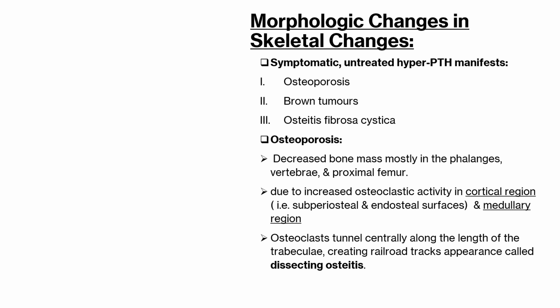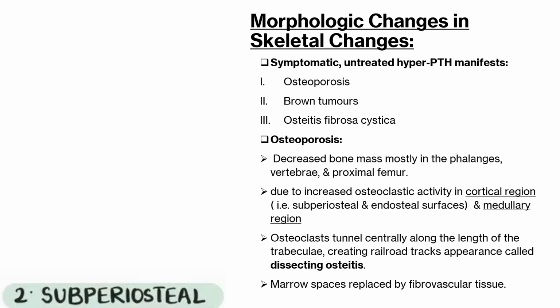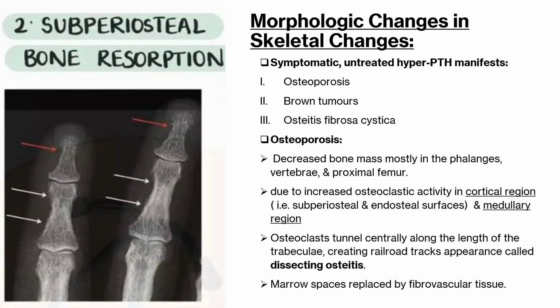When this osteoclastic activity remains for a prolonged duration, it results in the formation of tunnel-like structures along the length of the trabeculae centrally, creating a railroad-like appearance, which is called dissecting osteitis. The narrow space is replaced by fibrovascular tissue, and you can see in the figure subperiosteal bone resorption in the phalanges.